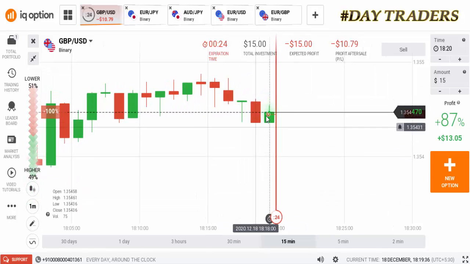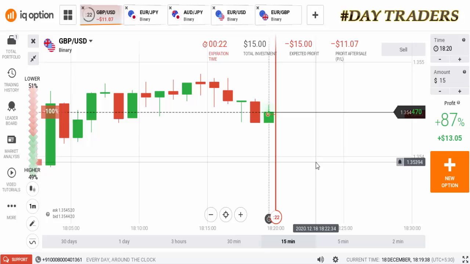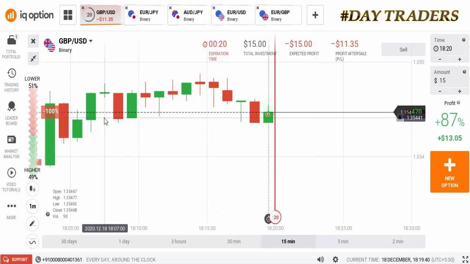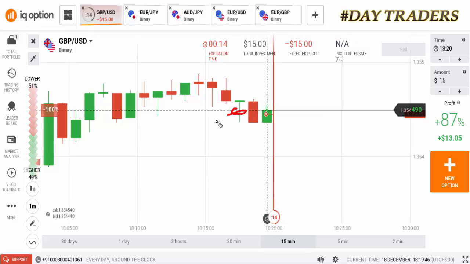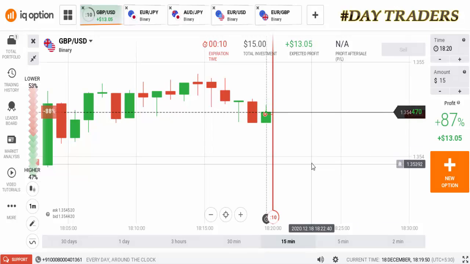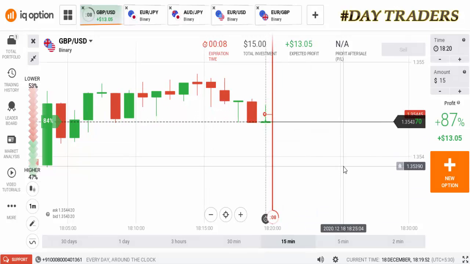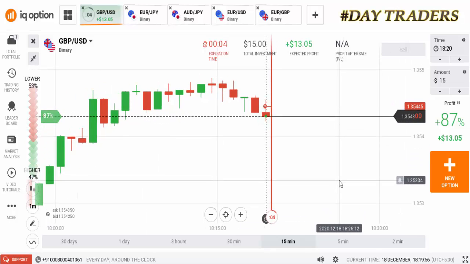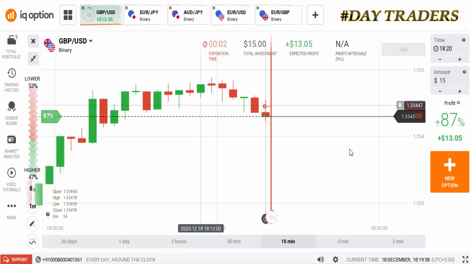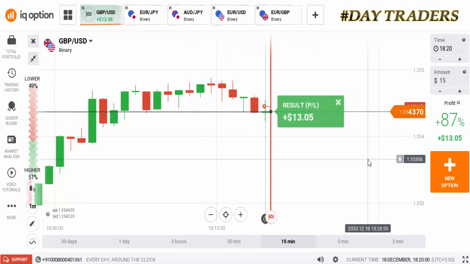So this candle is closing below my entry point. Okay. This is a rejection, so that's the reason I placed a lower option. Let's see, only 10 seconds. You can see a very strong rejection. Okay, this is a winning trade.